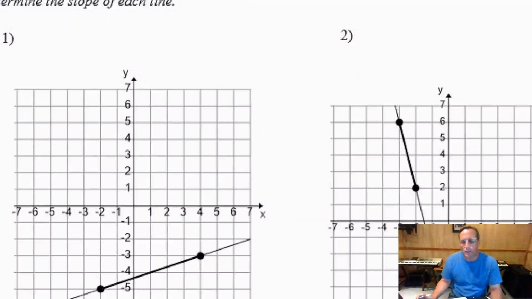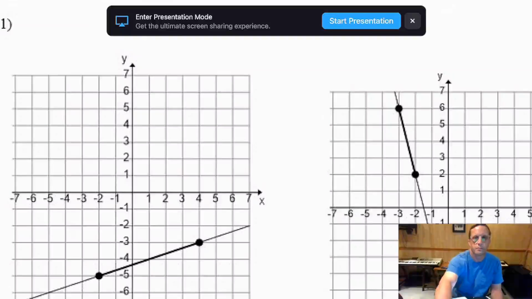Okay, moving on to the next page here. We've got two examples where we have the graph. We have two points that are indicated on the graph.